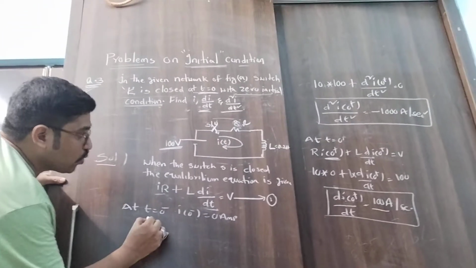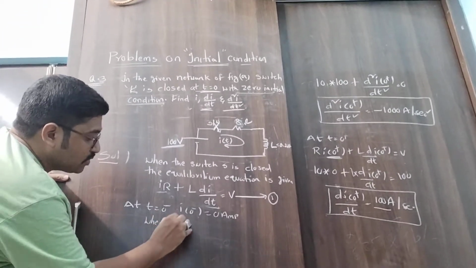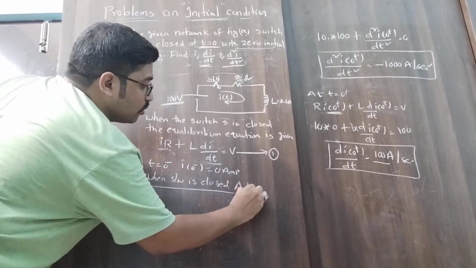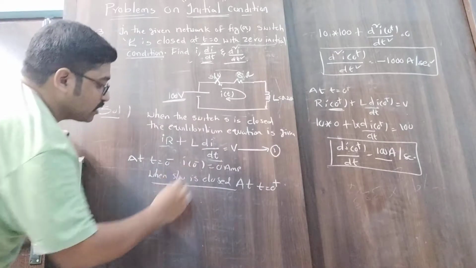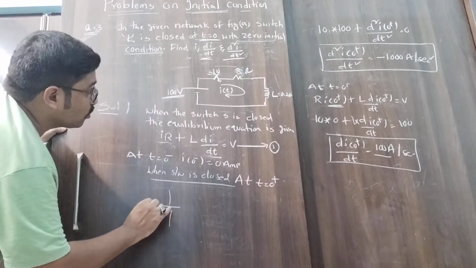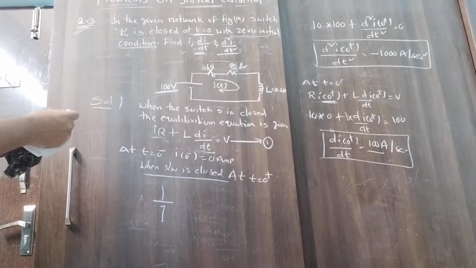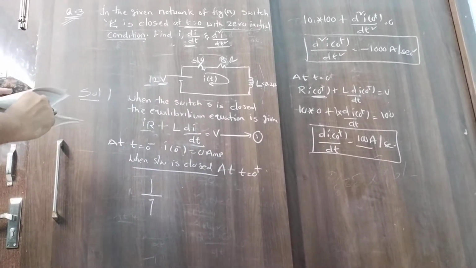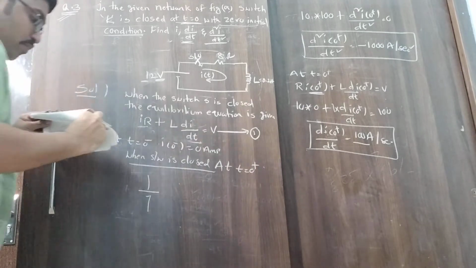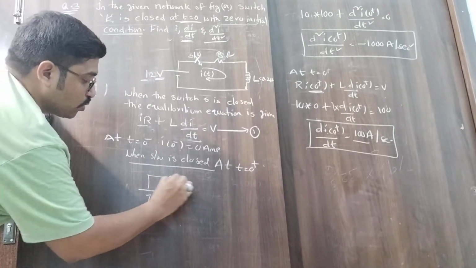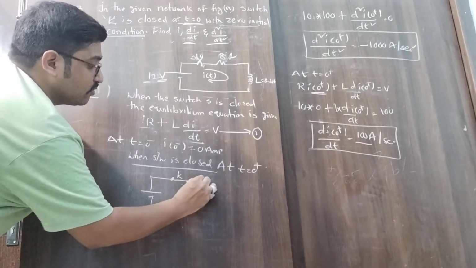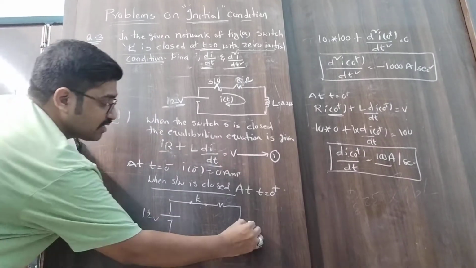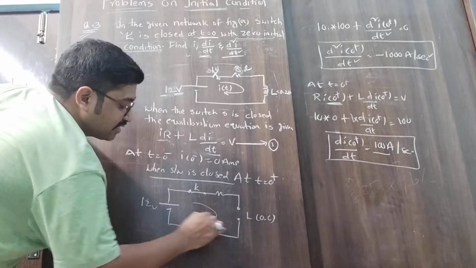So when the switch is closed, what is the condition at t is equal to 0 plus? When the switch is closed, the source value is 12 volts. The circuit is 12 volts, 8 ohm and 0.2 Henry. When the switch K is closed, the resistance remains the same, and the inductor will act as an open circuit.